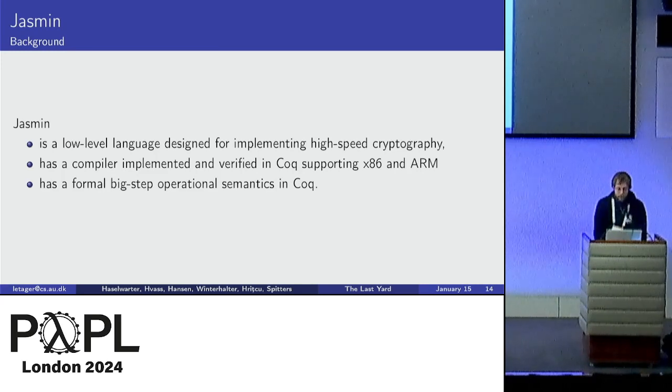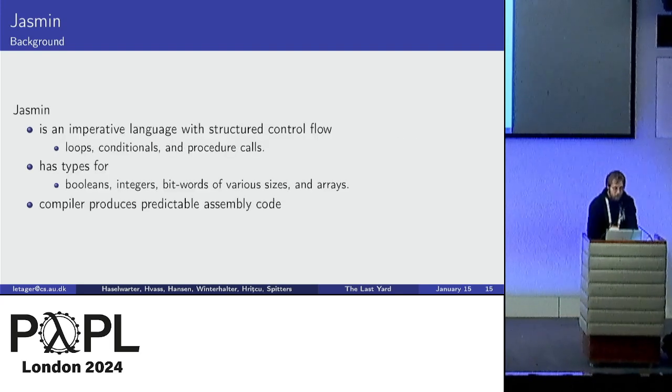It has a compiler implemented and verified in Coq, supporting both x86 and ARM, and it has a formal big-step operational semantics in Coq. Jasmine is also an imperative language with structured control flow like loops, conditionals, and procedure calls, and it has types for booleans, integers, and bit words of various sizes and arrays.